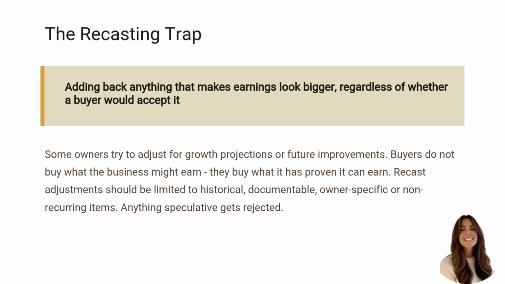Buyers are sophisticated. They know recasting adjustments exist, but they check them. Anything that looks like you are inflating earnings gets challenged and often removed. Keep adjustments to documented, historical, owner-specific, or clearly one-time items. Anything speculative gets rejected, and it makes your whole number look suspect. Integrity in recasting builds confidence.